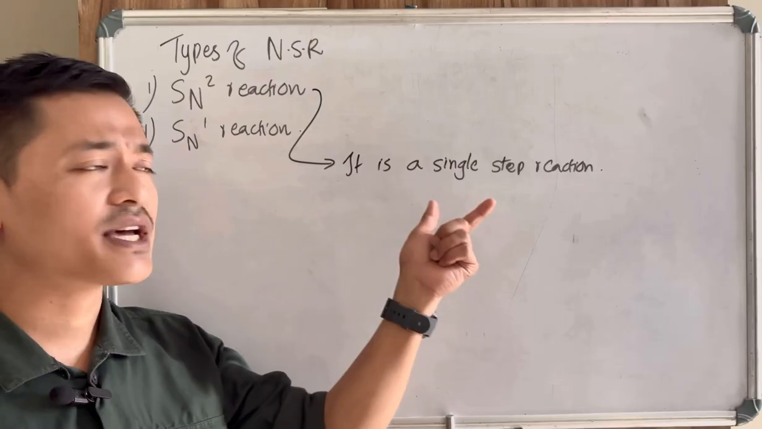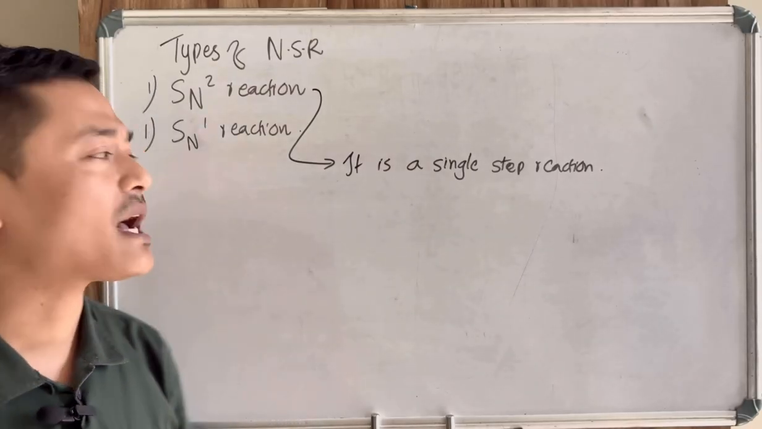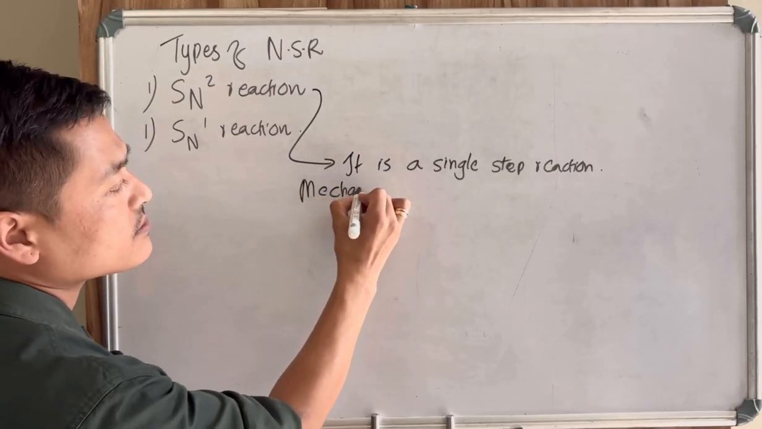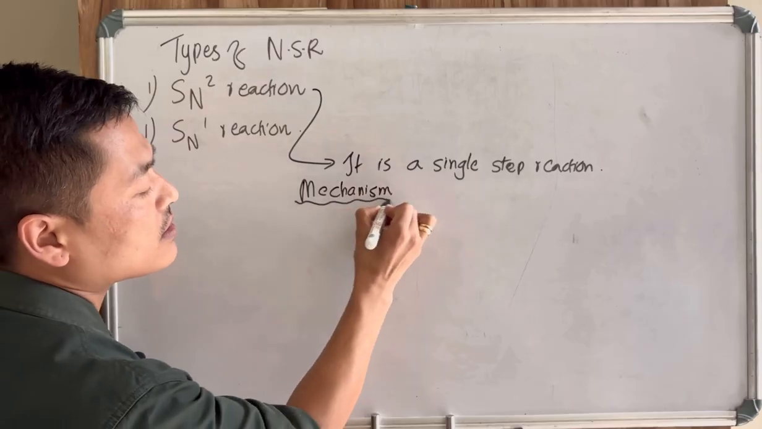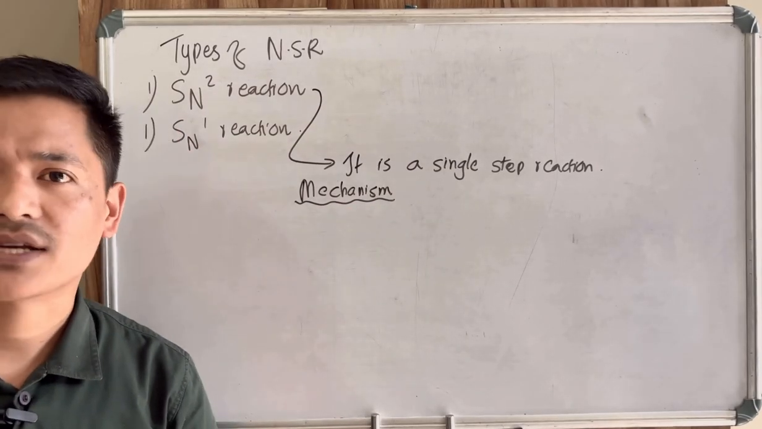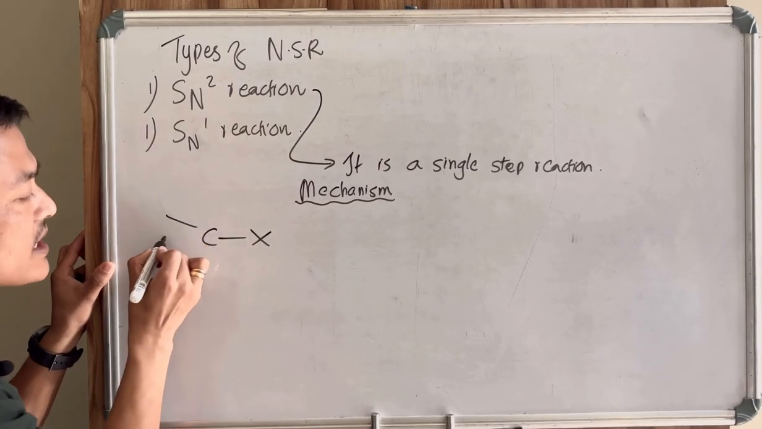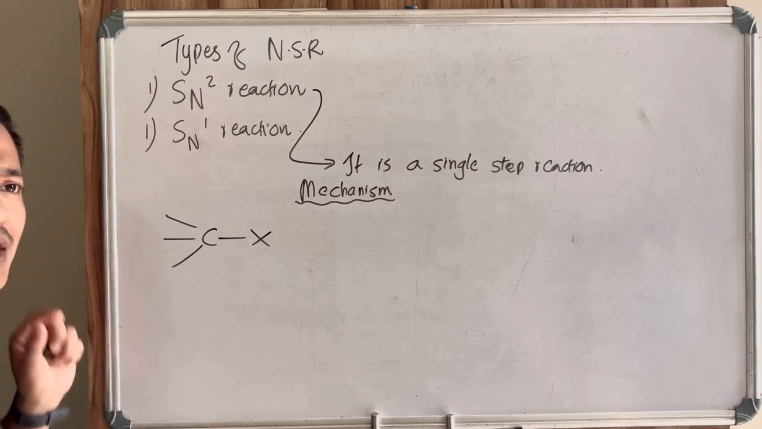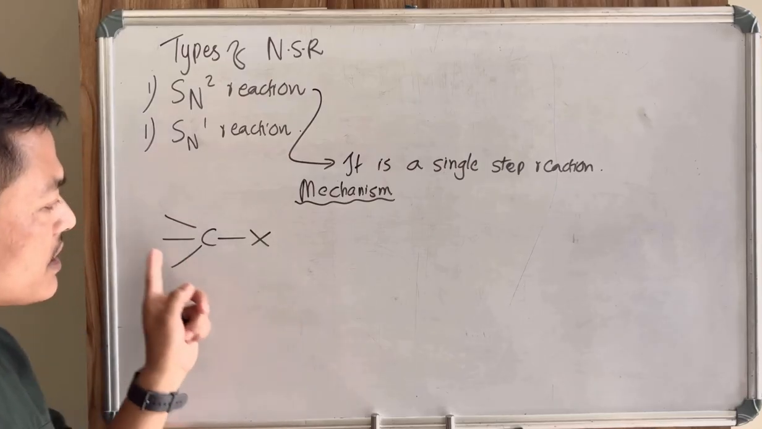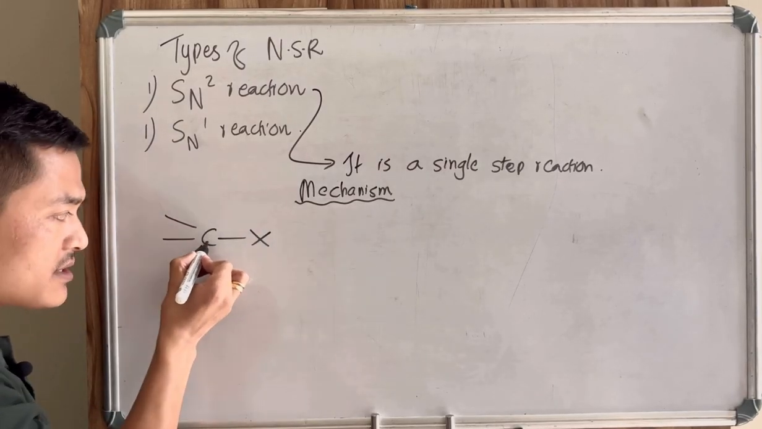Now, how does this SN2 reaction occur? We have to deal with the mechanism. I have already told you about this. So first, to understand the SN2 mechanism, let me consider this haloalkane. Usually we write RX for haloalkanes, but you can even write a haloalkane like this. Here, this is a halogen and this is a carbon.